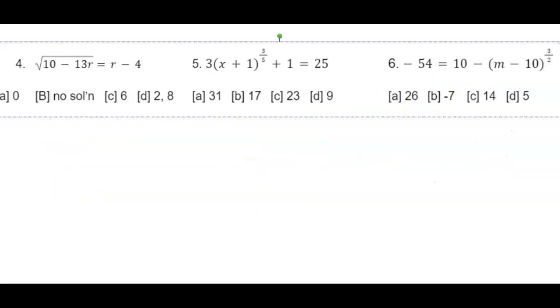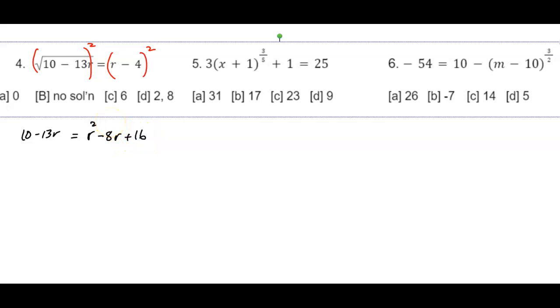And this is a very similar situation to the one we just had with number 3. I've got to square both sides to undo that radical. And when I do that, I'll get a quadratic on the right-hand side. So I've got 10 minus 13r equals r. I'm going to go ahead and expand it. Remember, this is r minus 4 times r minus 4. Expanding that gives me r squared minus 8r plus 16.